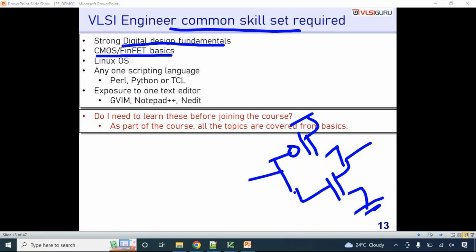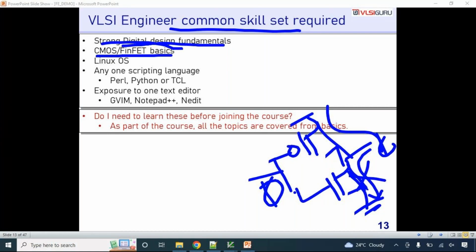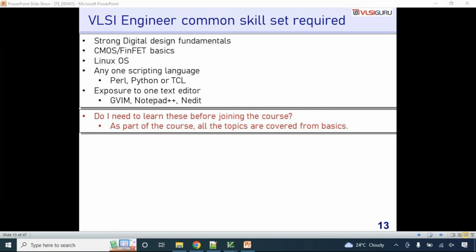You should understand how this functions. If I apply 1 here, what will happen? This will get connected, so the output will get discharged. It will become 0. If I apply 0, this will open, this will close, and the output will get charged. That level of basic knowledge is what is required. But digital design, you should be thorough. Every aspect of digital design, combinational logic, sequential logic, you should be very good.